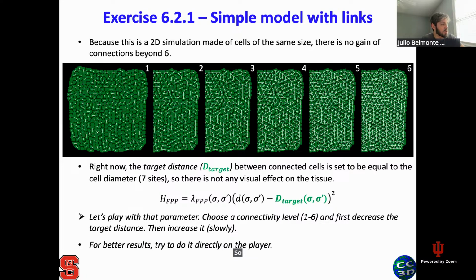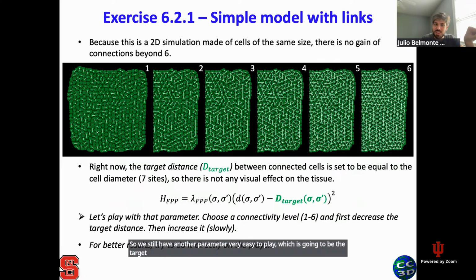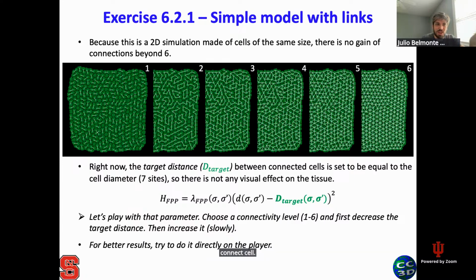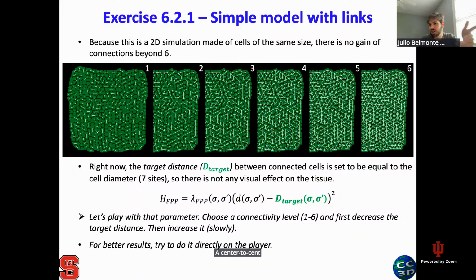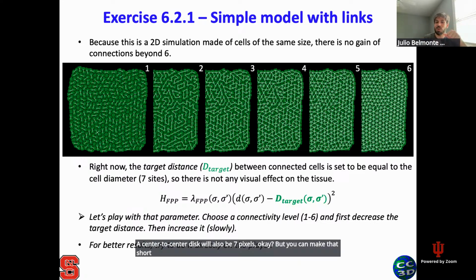We still have another parameter that's very easy to play with, which is the target distance within the link cell. Right now, cells make links, but they are happy where they are because cells typically have a diameter of 7. So the typical cell distance, center to center, can also be 7 pixels. But you can make that shorter or make that bigger, this target distance. So let's try to do that.